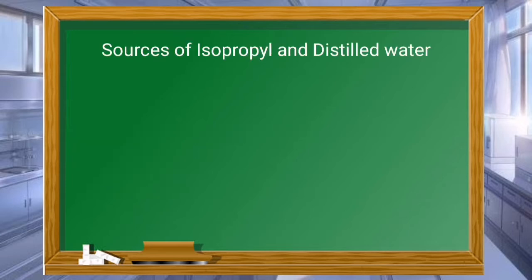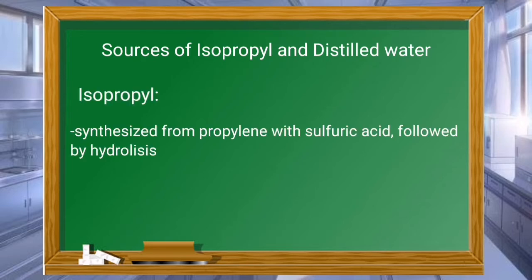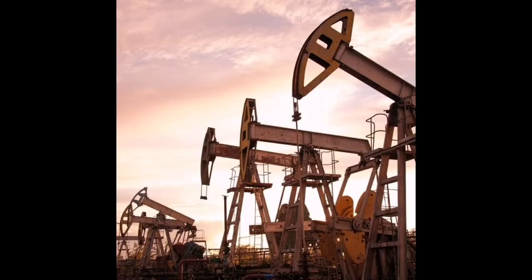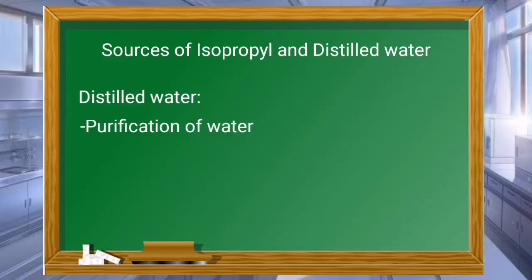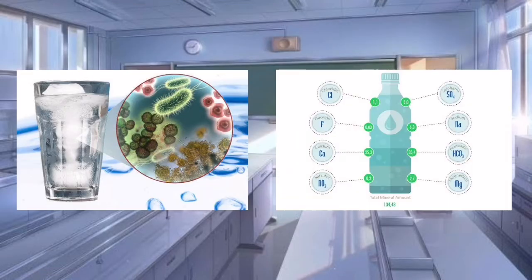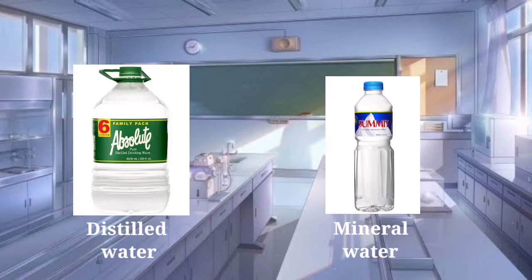But where does isopropyl and distilled water come from? Well, isopropyl is synthesized from the reaction of propylene with sulfuric acid, followed by hydrolysis. Propylene comes from fossil fuels, petroleum, natural gas, and even coal. Distilled water is produced through purification of water, which has the water's both contaminants and minerals removed. This has the same chemical structure as regular water, with the chemical formula of H2O.